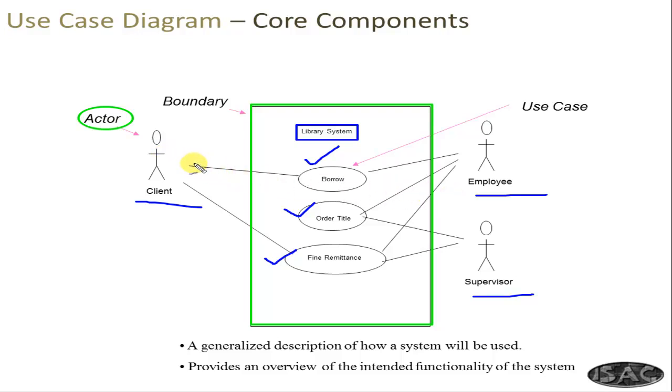Other use case: the client will go and borrow a book from the employee, but the employee will say that you have not returned the book, so he will go and request a fine remittance. The fine remittance goes to the supervisor, and the supervisor comes back and puts a fine on the client. So that is another use case. Either he can borrow the book, or if the book is there, he will give it to him. If not, then he will order the title, the supervisor will order the book, and then the book will come, or it will find the remittances. So this is a typical use case of a library system. What kind of relationship will we have? A generalized description of how a system will be used provides an overview of the intended functionality of the system. So this is one of the use cases of the library system.